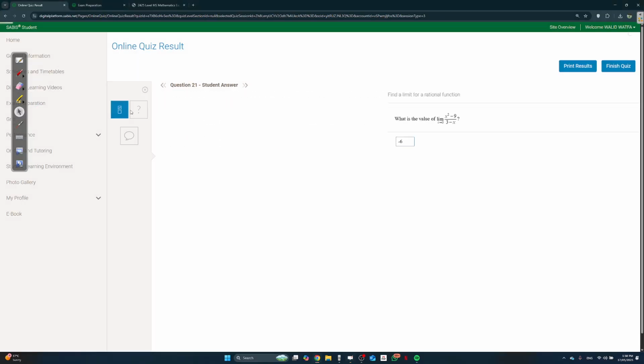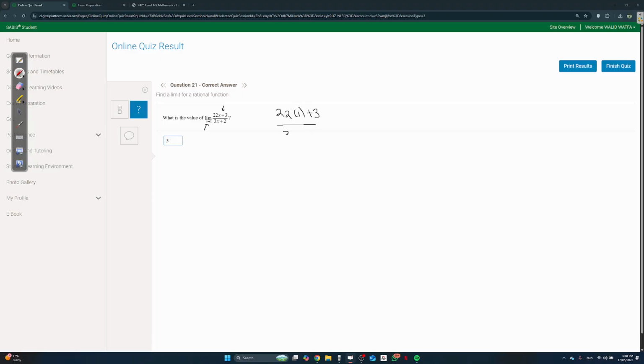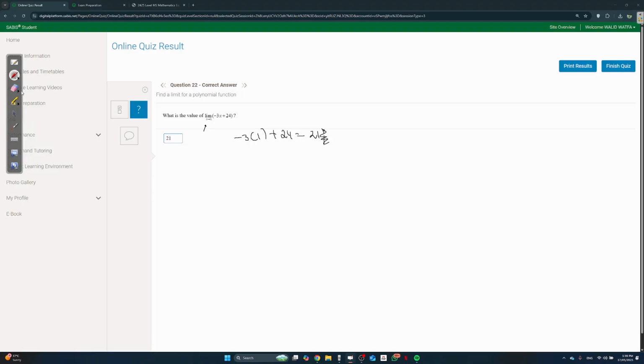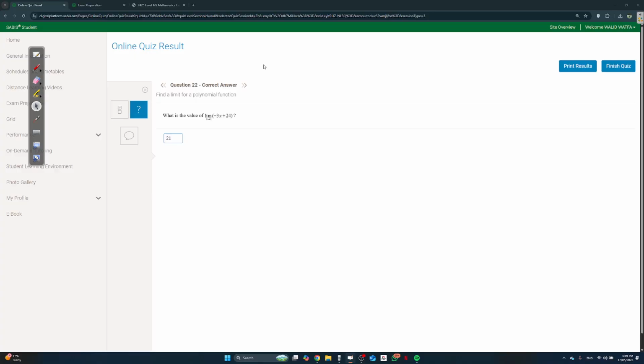Okay, question 21. What's the limit as x approaches 1 of 22x plus 3 over 3x plus 2? Same thing. This one, if you substitute, it's fine. 22 times 1 plus 3 over 3 times 1 plus 2. That's nice and easy. Nobody should be getting this wrong. It's 5. Question 22. What's the value of the limit as x approaches 1 of negative 3x plus 24? Again, negative 3 times 1 plus 24 is 21. Very easy. These two questions were extremely easy. All you have to do is just substitute, right?